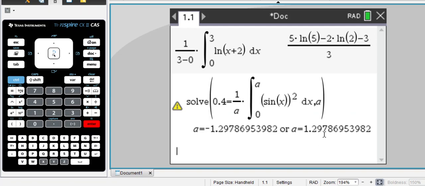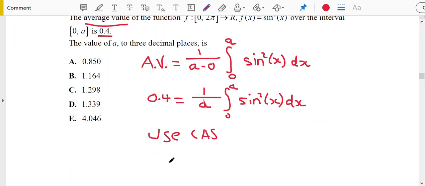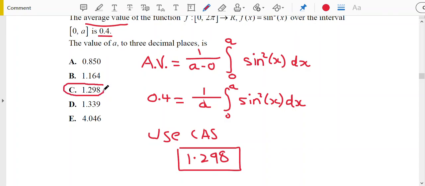One's a negative number, one is a positive number. And if we think carefully, the number a has to be bigger than 0, because 0 is the lower limit. So the correct answer will be the positive one, positive 1.298. Correct at 3 decimal places, 1.298. Okay, so our answer is 1.298 from CAS, and the answer would be option C.